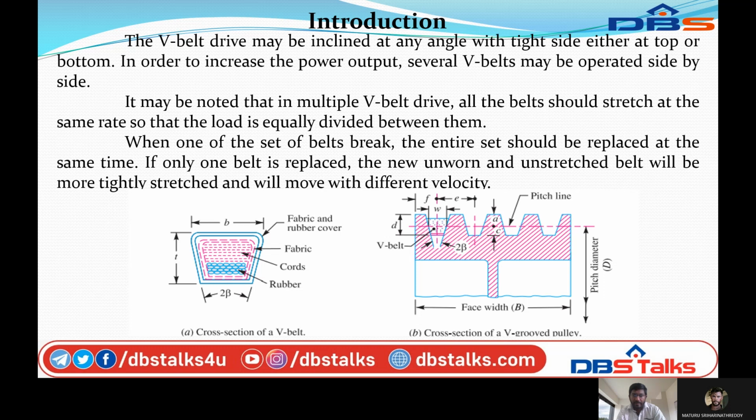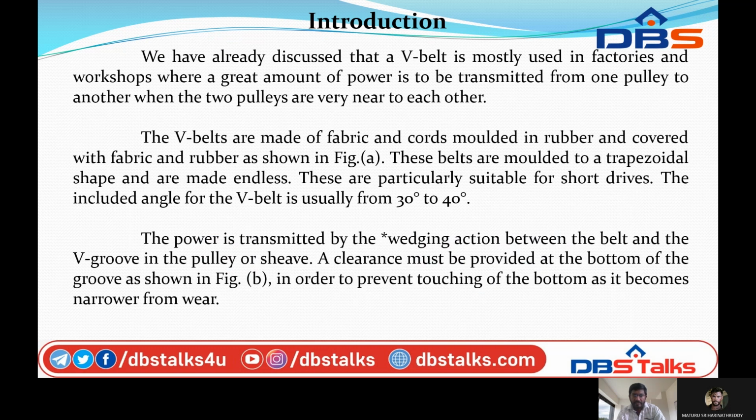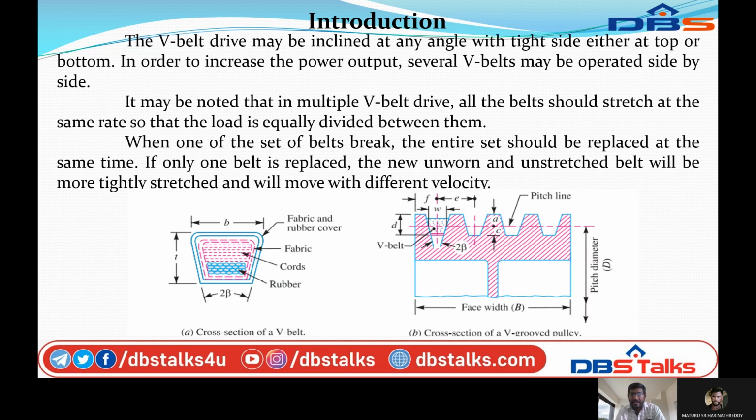The cross section of the V belt and the cross section of the V grooved pulley. The angle of the V belt is usually 30 to 40 degrees, as shown in the figure. The V belt drive may be inclined at an angle with the tight side either at the top or bottom. In order to increase the power output, several V belts may be operated side by side.